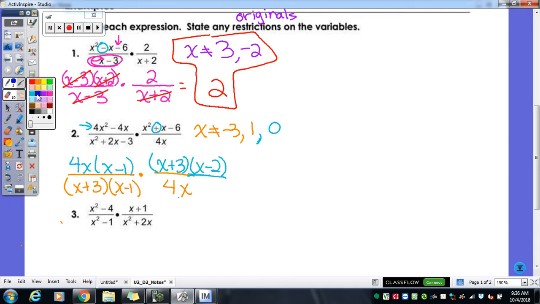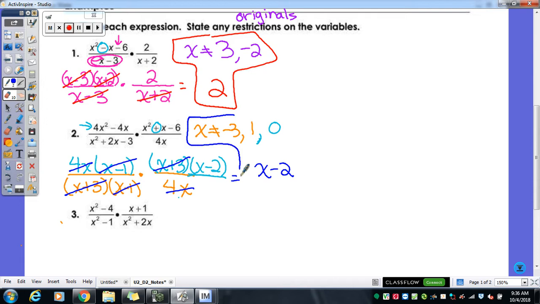So now what can we cancel? X minus 1 with x minus 1. The 4x with the 4x. And then the x plus 3 with the x plus 3. So then we're left with x minus 2. So it simplifies into x minus 2 with our restrictions of it can't be negative 3, 1, or 0.